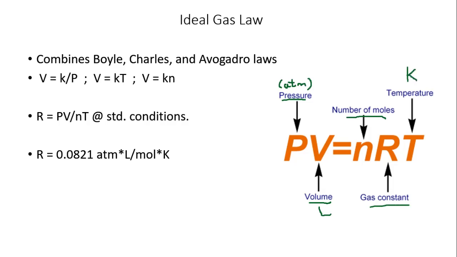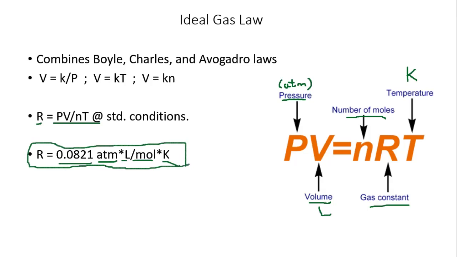And so R is the gas constant, and it's determined by taking the standard conditions that we talked about on the other slide and plugging them into the ideal gas equation to solve for R. So since our pressure is 1 atmosphere, our volume is 22.4 liters, n is 1 mole, T is 273 Kelvin. When you plug all that in, you get the ideal gas constant in atmospheres liters per mole Kelvin. And this gas constant never changes when using the ideal gas equation. It's always going to be 0.0821 atmospheres liters per mole Kelvin.